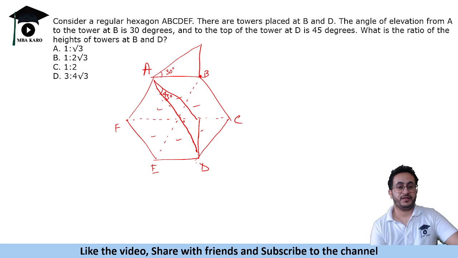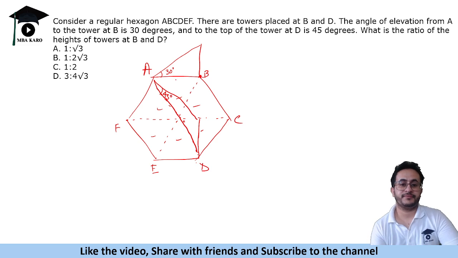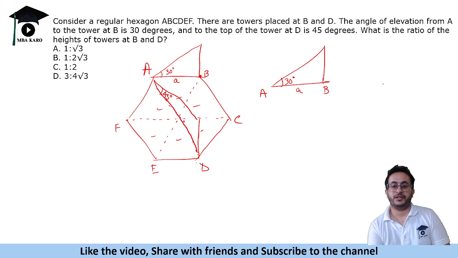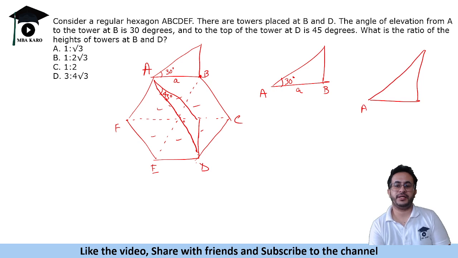Okay. Now A to B, the distance is, let's say the side length is a. So when he looks at this tower, he is looking at 30 degrees. Okay, so he is at A and he is looking at the tower at B. Now when he is at A and looking at the tower at the other point, which is D.